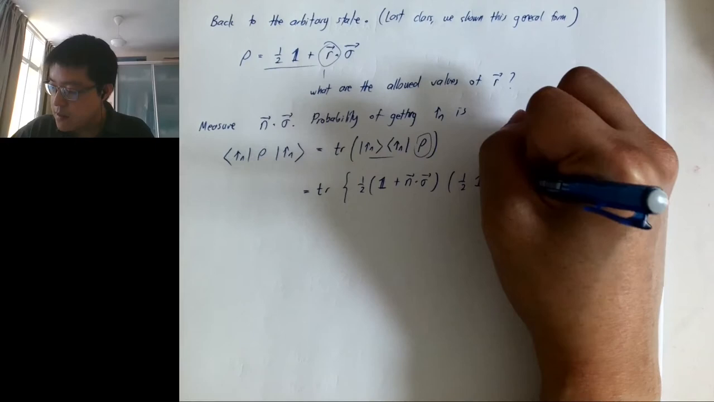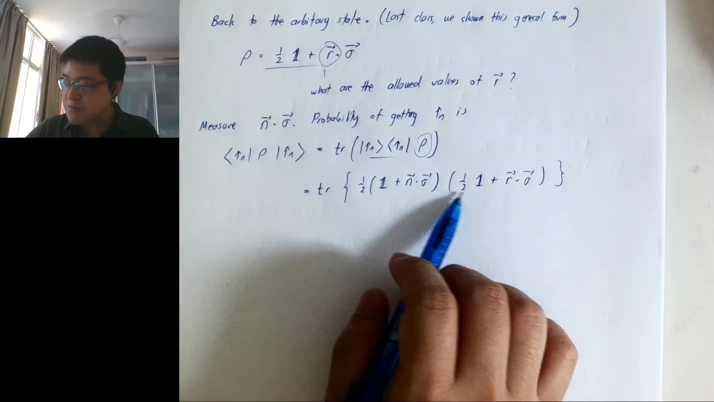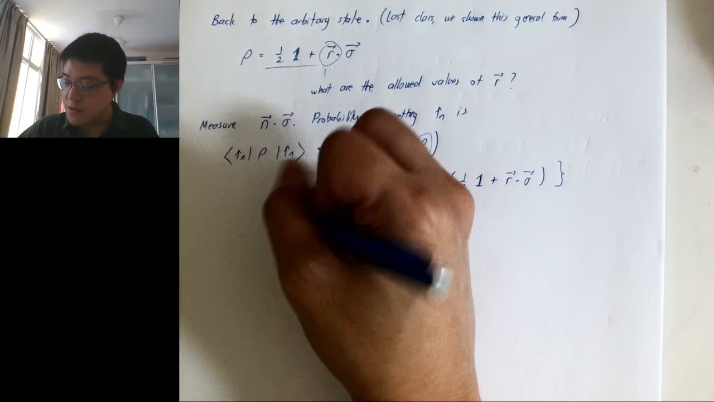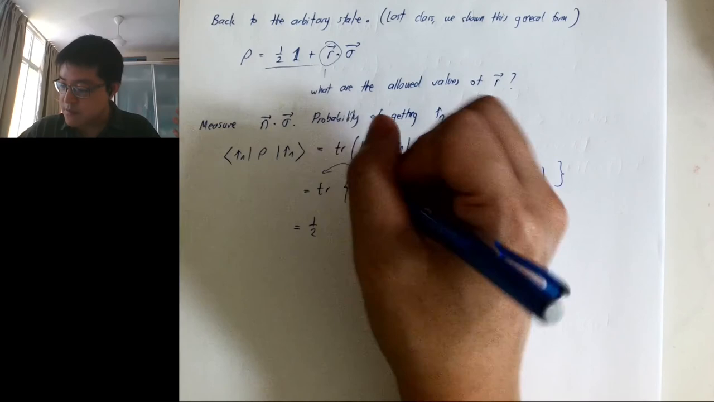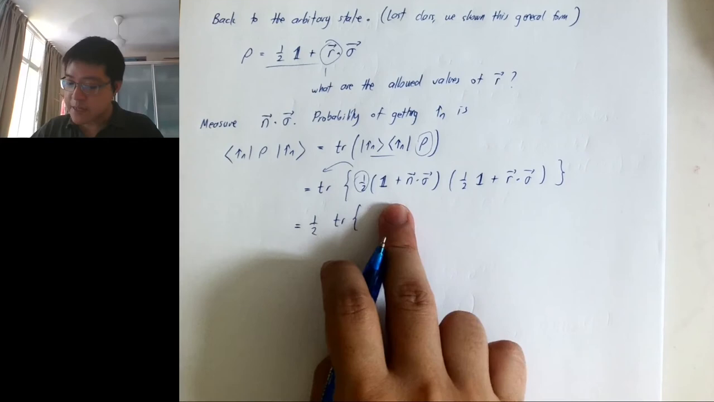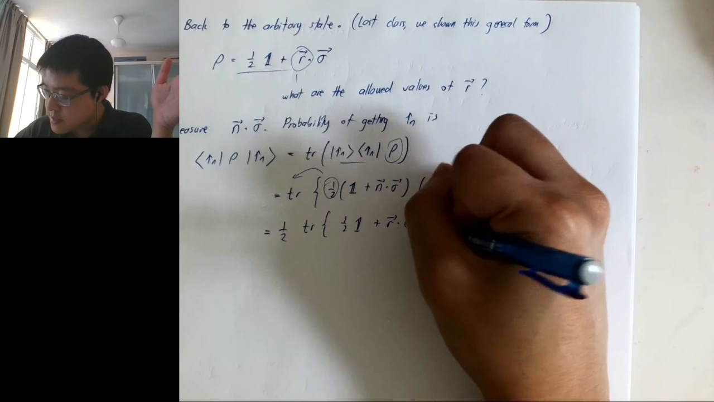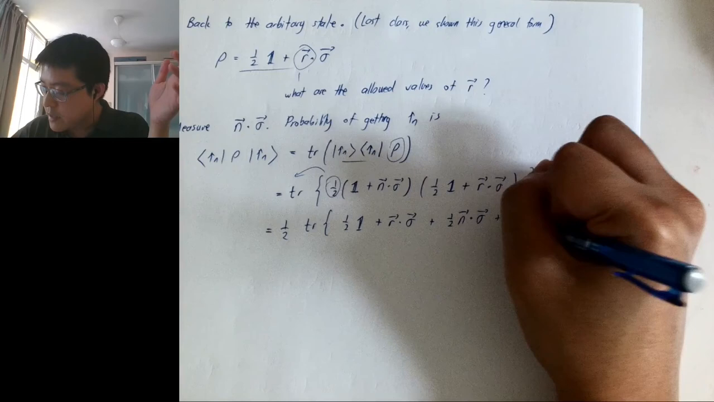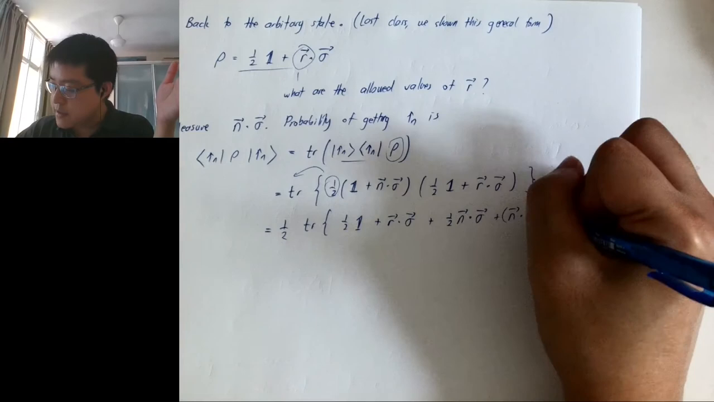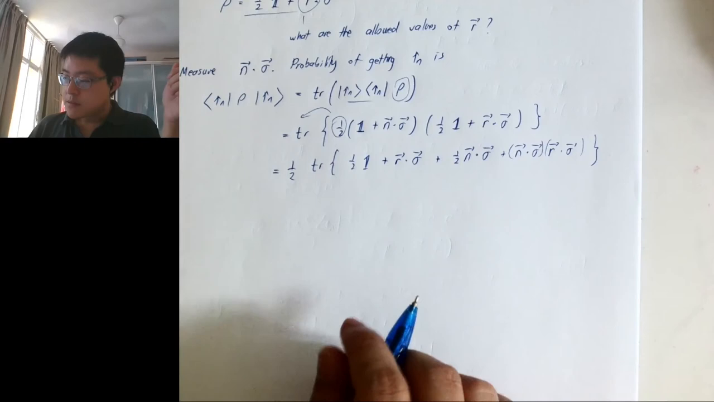So it looks very same, but it's not. This half is outside, this half is inside, right? There's no half here, so when you do the calculation you have to be careful. Now since this half is outside, I'm going to put it here, right? And then let me expand this bracket. So if I expand this bracket, what do I have? I got a half I, right? This times this is half. This times this is r dot sigma. And then this times this is half identity, so half n dot sigma. And then this times this is n dot sigma r dot sigma. So remember, this is an operator times another operator. Okay, so so far so good.